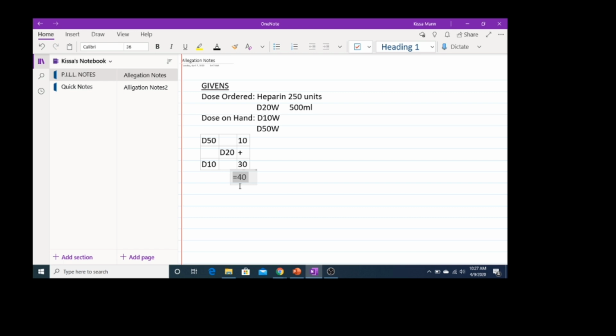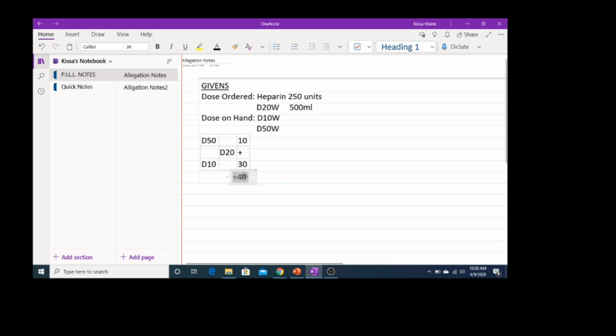equation. Now, some questions may ask you how many parts you need of each, and if it's asking how many parts, then your answer will be 10 parts of dextrose 50 and 30 parts of dextrose 10. Because this is a real life dose that we need to solve for, we need to know how many milliliters, because the doctor ordered 500 milliliters total. So we have to convert these parts into milliliter units.